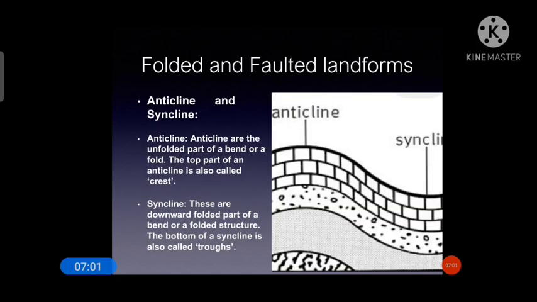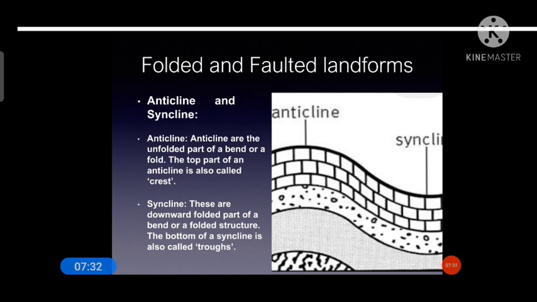Okay, now moving on to the next one: folded and faulted landforms. Okay, this is very important to note. You'll be studying folded and faulted landforms in the higher classes in more detail. This is just to give you a brief idea about them. Now anticlines and synclines are the two landforms developed in a folded structure. Now what are anticlines? Anticlines are the upfolded part.